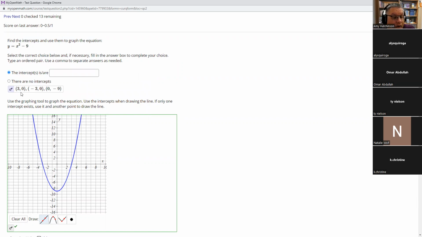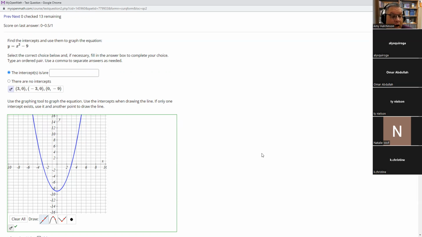So I would have 3, 0, -3, 0, and 0, -9. I'd have all 3 of those intercepts listed for that particular one, and I would put a comma in between each of those. So this is how you're going to graph something like that.